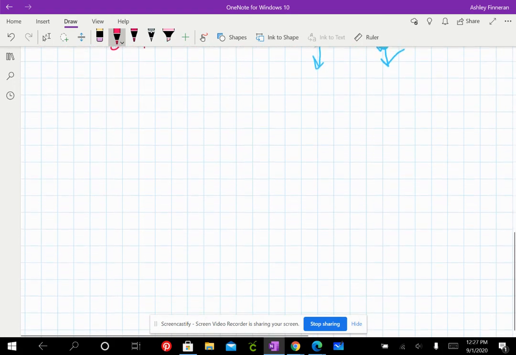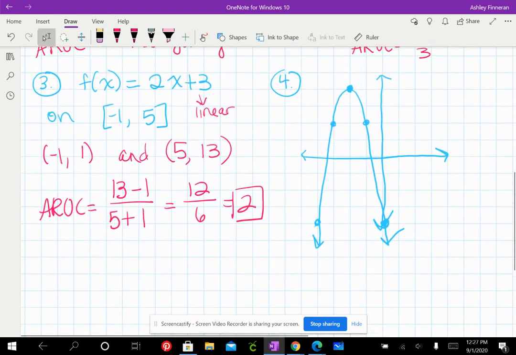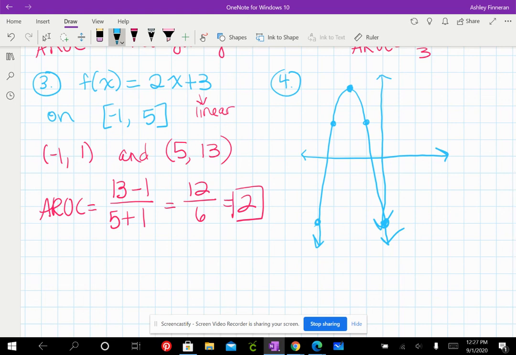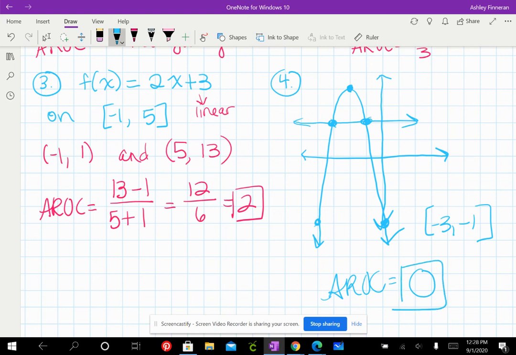For the last one, the interval is not written there. I want the average rate of change on the interval -3 to -1. So the point at -3 and the point at -1 are on a horizontal line. The slope of every horizontal line is 0. So therefore, the average rate of change between those 2 points will be 0.